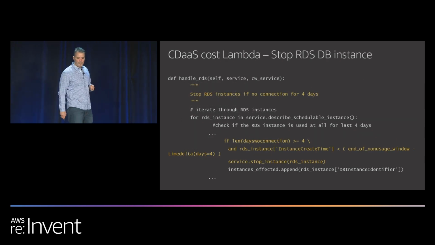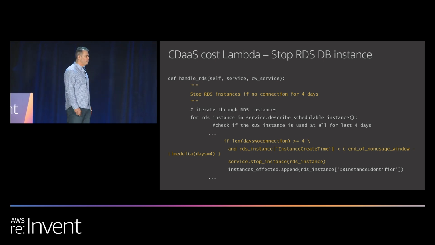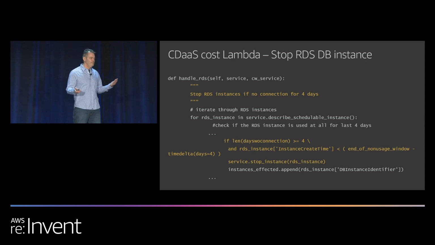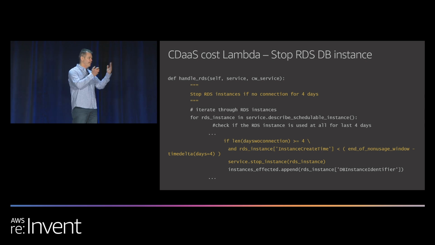So here's an example of stopping a database instance. In this case, we're looking for a database without a connection for 4 days. And as you can see here, since it's a 300 level, we'll look at some code. If there's no database connection in 4 days, we stop the instance. Now some of you may ask, why not do it after a day? We picked 4 days because it takes a while for the application to be recycled along with the database as it's brought back up.